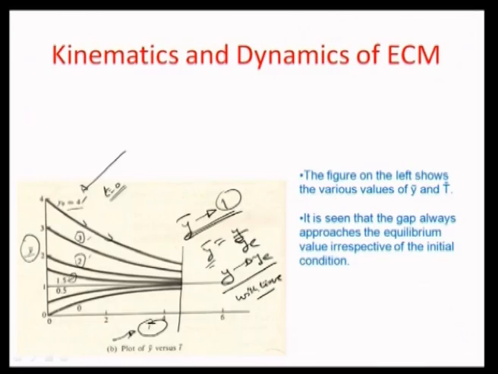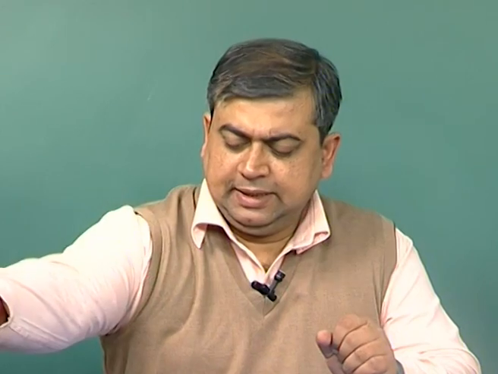So, whatever be the condition in terms of gaps, the starting gaps between the electrode and the tool, eventually at a certain constant feed rate, it would arrive at the equilibrium gap. This is a very important conclusion out of all this dynamics and kinematics of the whole ECM process that we have done so far.